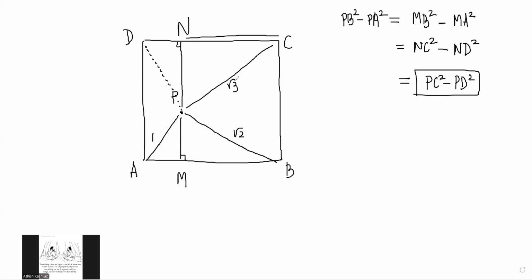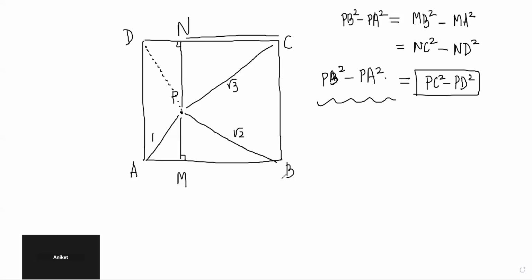Same principle. NC square will be equal to what? PC square minus PN square. Yeah. So now it's over. Sir, do you understand what I'm getting now? Now 1 is equal to 3 minus PD square.